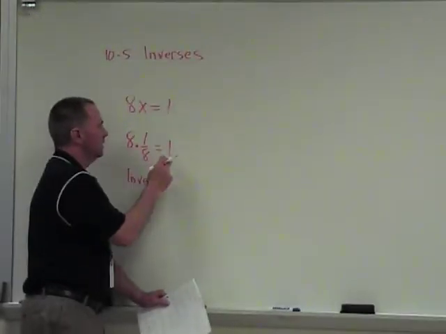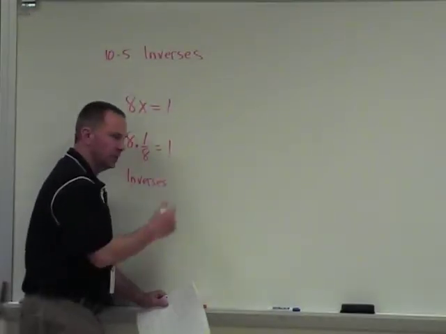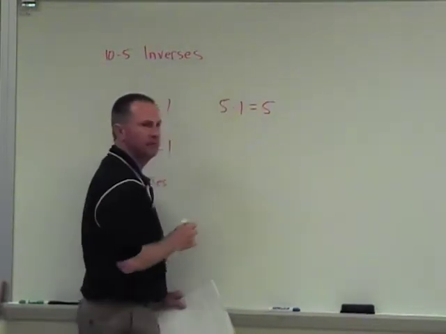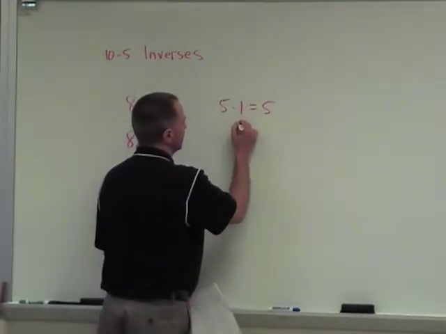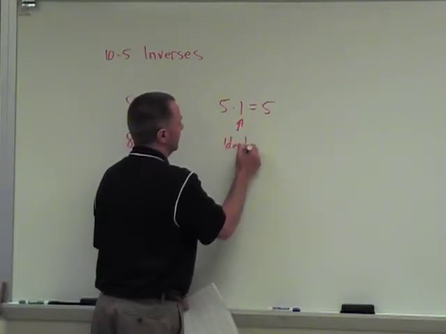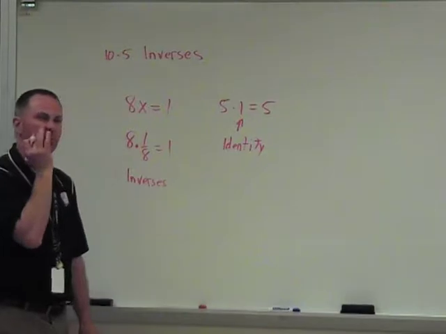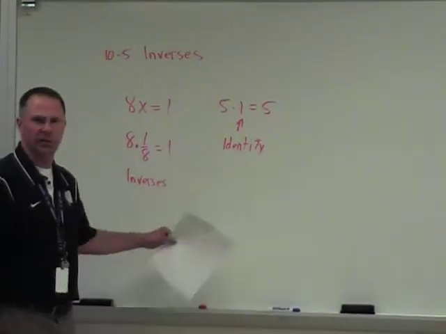Because it gives us the identity. So if I took 5 times 1, it equals 5, right? Yeah. This is called the identity. All good so far? Just some vocabulary, make sure we understand inverses and identity.